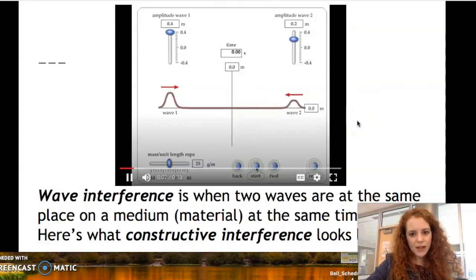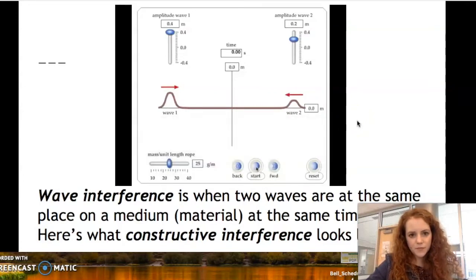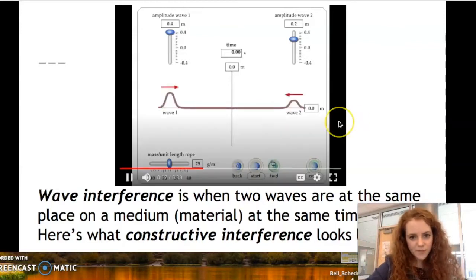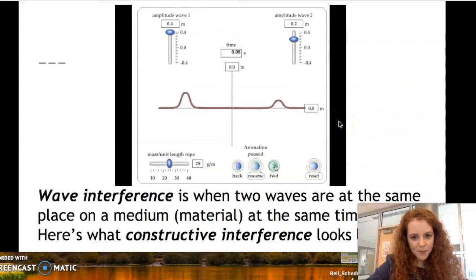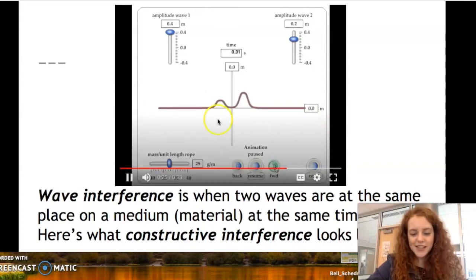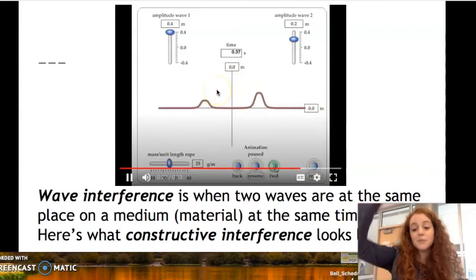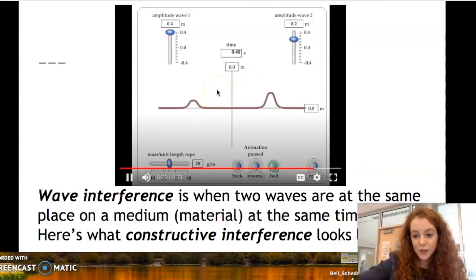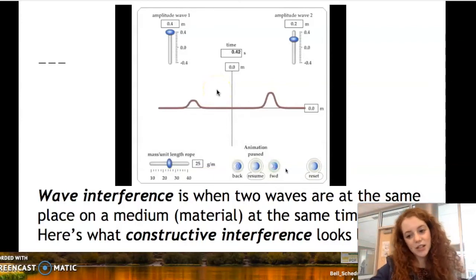So we've got these two waves. And they interfere with each other, right? They cross over each other. So we're going to go through this step by step. They're going towards each other. And pay attention to, did you see how the amplitude became a lot bigger when they interfered with each other? That's constructive interference.